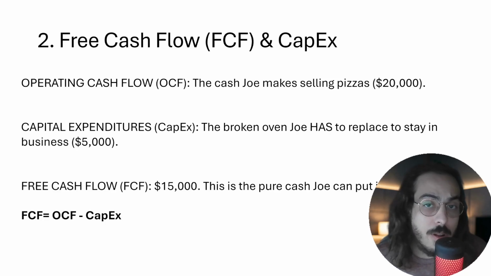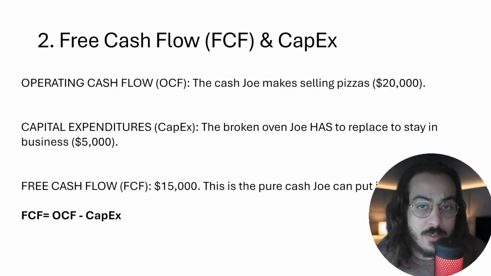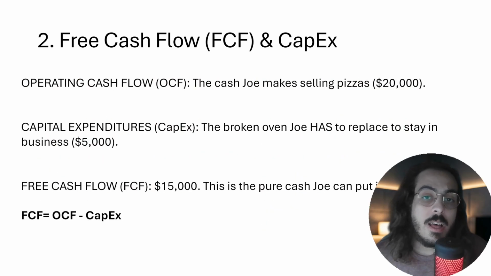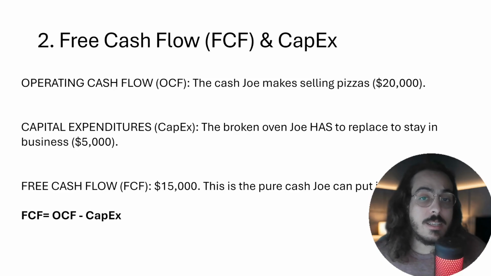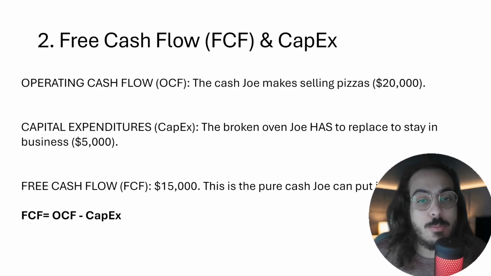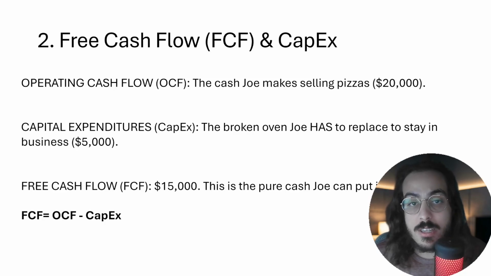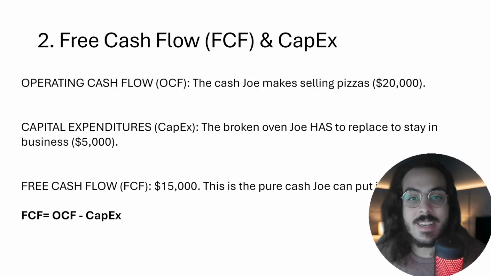For our example, let's say that Joe makes 20,000 in operating cash flow this year. That's cold hard cash sitting at the register. But suddenly his main pizza oven, no surprise there, breaks down. He has to buy a new one for $5,000 just to stay in business. And this is called capital expenditure, or CapEx for short. And you should have heard this term a lot with the current AI boom.